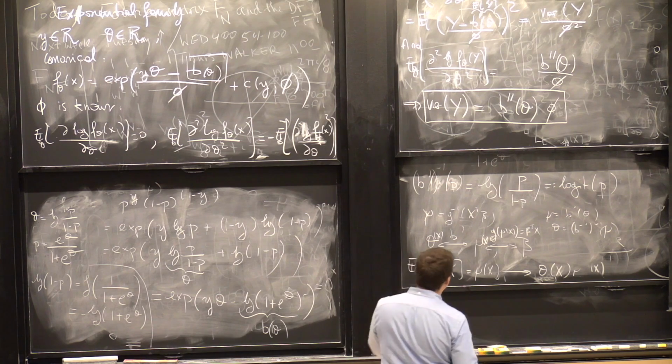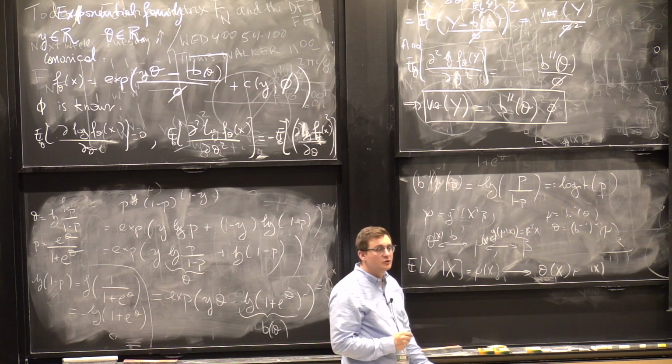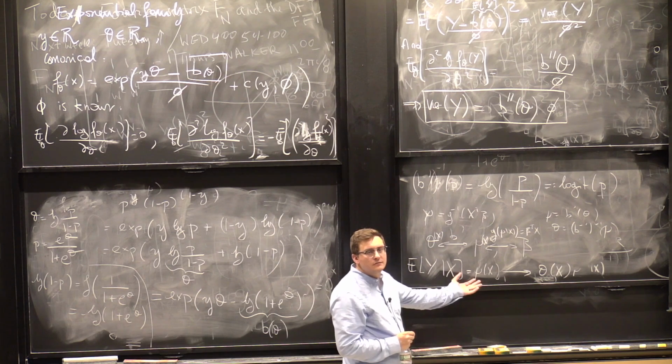Mu is the conditional expectation of y given x. It actually has a fancy name in the statistics literature. Anybody knows the name of this function, mu of x, which is the conditional expectation of y given x?